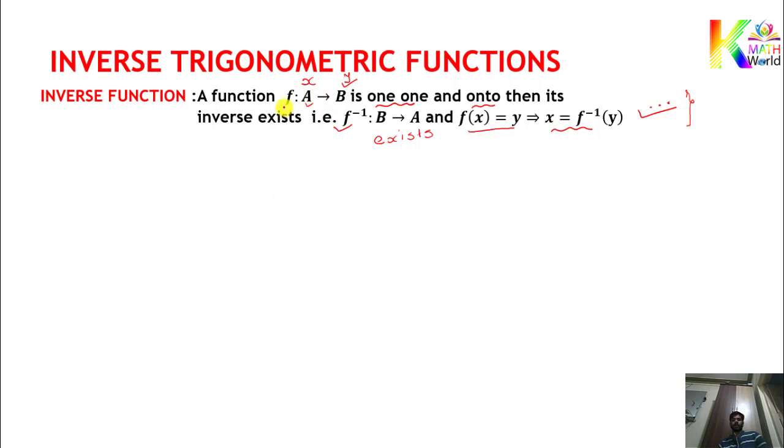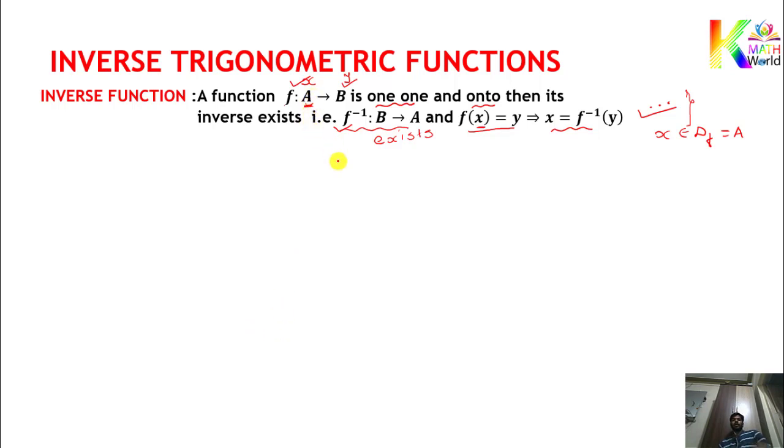In short, the order of f inverse gets changed. So f inverse is from B to A, and f(x) equals y, then f converts on this side to inverse. It means x equals f inverse of y. Here the important thing is: x is from which set? The domain of f. It means x belongs to the domain of f. You can see what the domain is here: A.